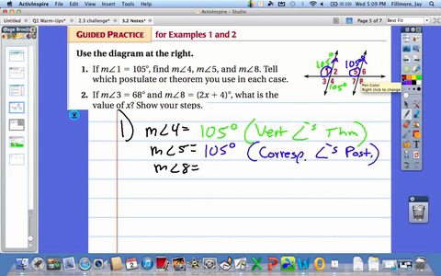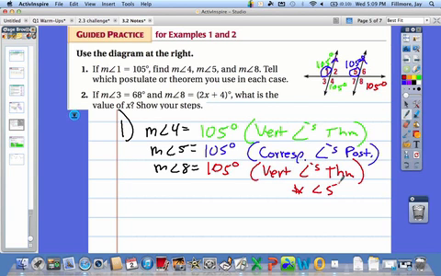And lastly, angle 8. Well, angle 5 and angle 8 are going to be vertical angles, or you can say that angle 4 and 8 are corresponding. This time I used the vertical angles. So either way, it's 105 degrees. Now I'll say vertical angles theorem, and that's with regard to angle 5.